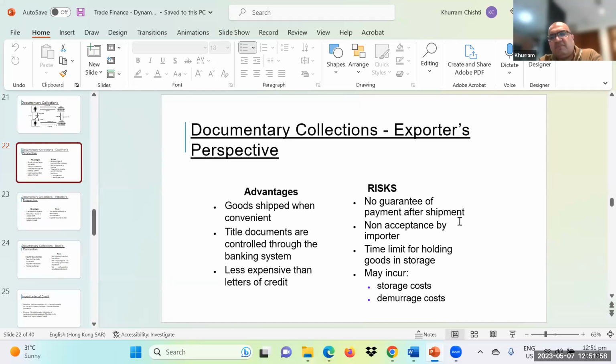No guarantee of payment after shipment. Okay, now I have shipped, I have sent the documents to NBF bank, but NBF gives no guarantee of payment after shipment. Now, what if Almaya Supermarket defaults? Forget about my payment, they can't pay anything. So no guarantee of payment after shipment. Non-acceptance by the importer, as we discussed earlier.